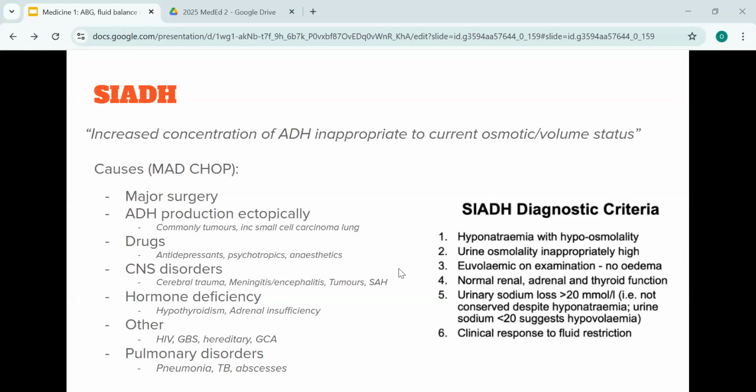So these are just a list of things to try and commit to memory, have an idea of what can cause it. The diagnostic criteria is just the common sense that we've been discussing already. So they've got a low sodium and a low osmolarity. The urine has a high osmolarity because of the high sodium, and that's inappropriate. And they're euvolemic on exam.